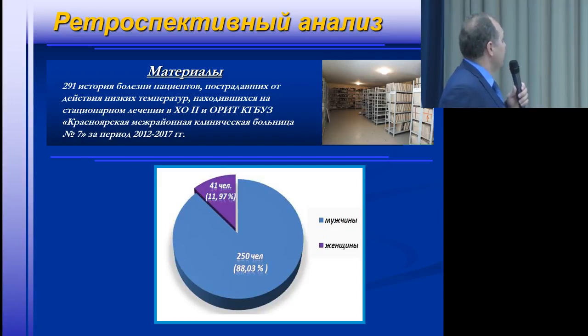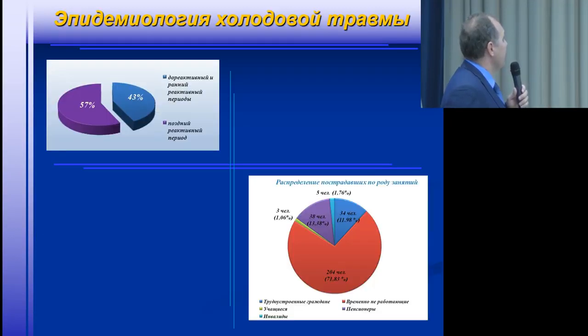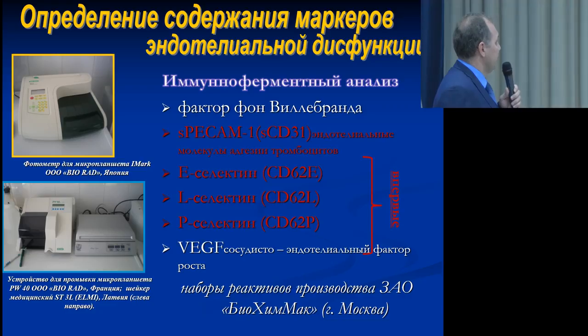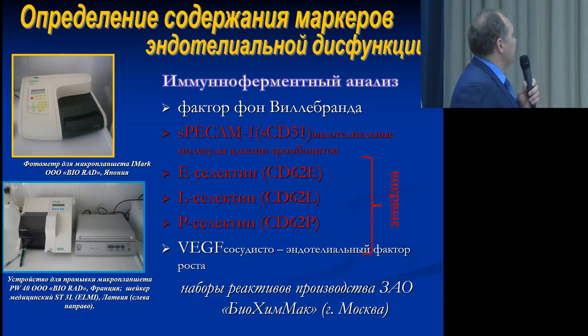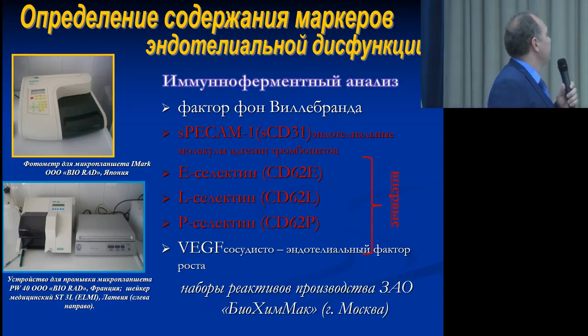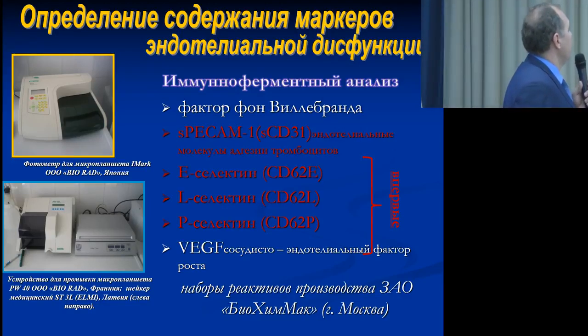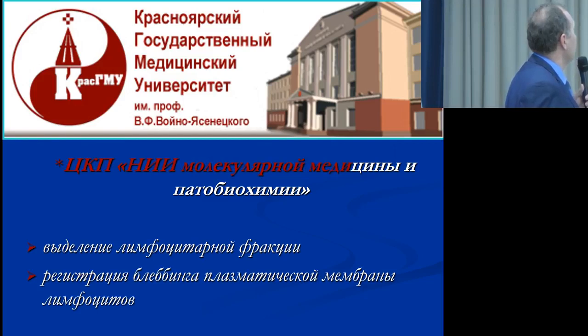291 cases were studied. All these patients had suffered because of low temperatures. Most of these patients came in a late reactive period, and most of them were not employed. In order to do an immunoenzyme analysis, we evaluated the markers in the endothelium dysfunction area. This is an endothelium molecule with an adhesion of thrombocytes, selectin P, and vascular endothelial growth factor.